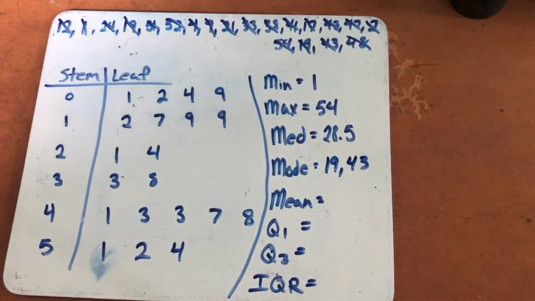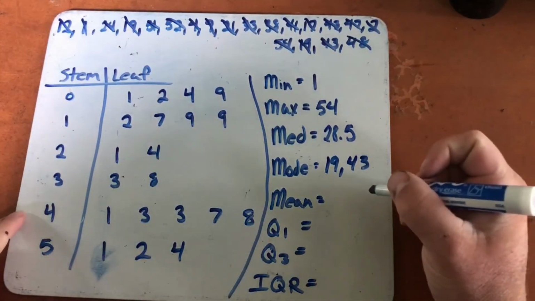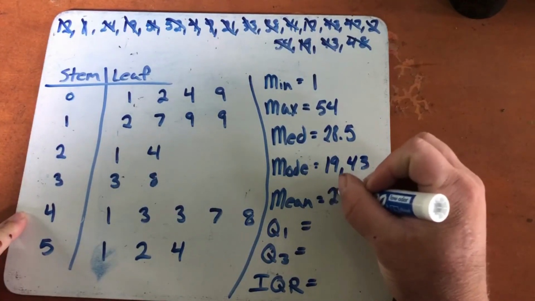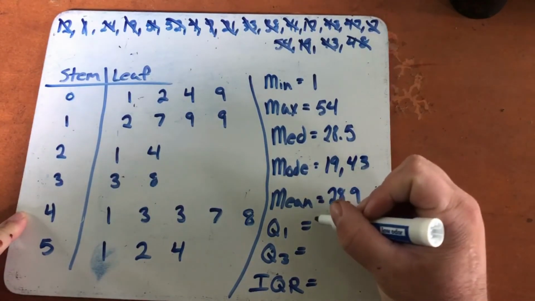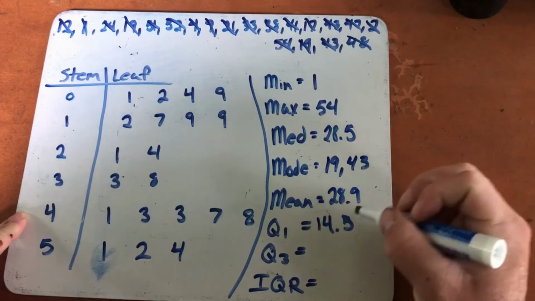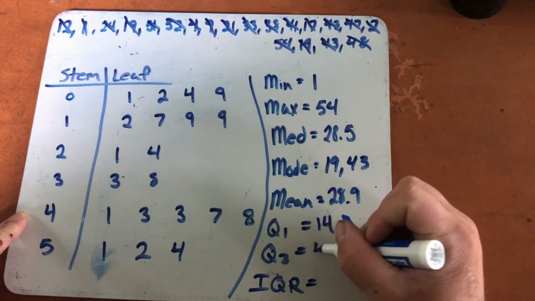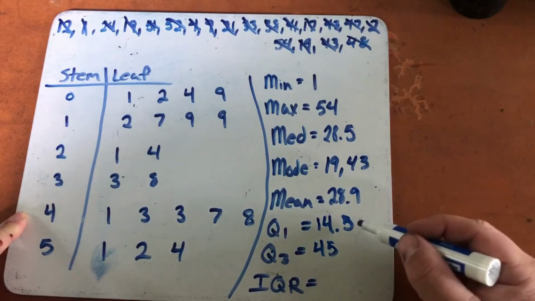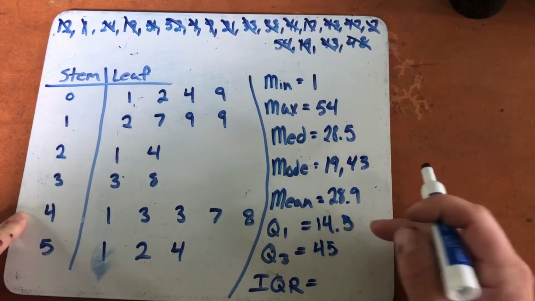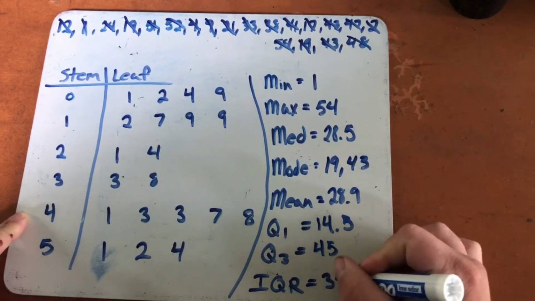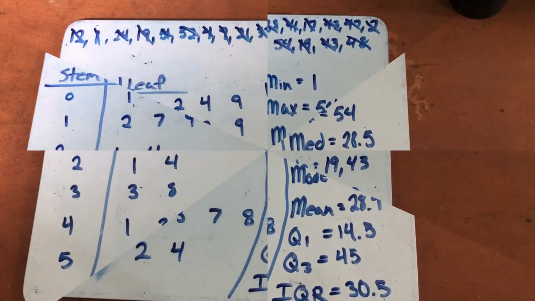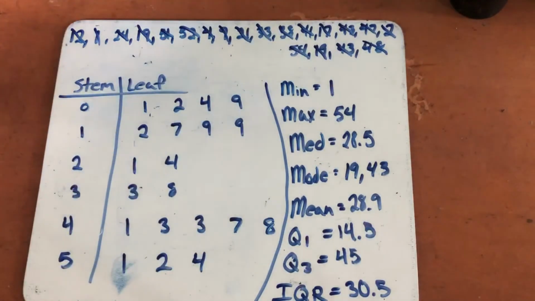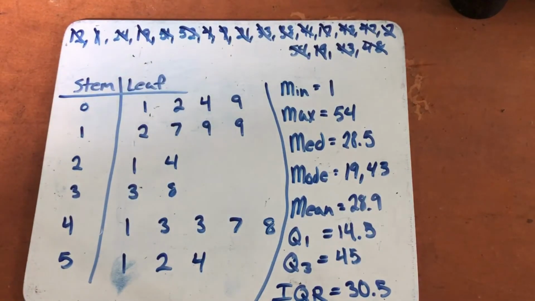So after using Desmos, we found out that the mean is 28.9. My Q1 is 14.5. My Q3 is 45. All right, and so my interquartile range is just the difference between 45 and 14.5, which is 30.5. So once I found all these things, that's going to be the measures of central tendency that we're looking for: the minimum, the maximum, median, mode, mean, Q1, Q3, and then the interquartile range.